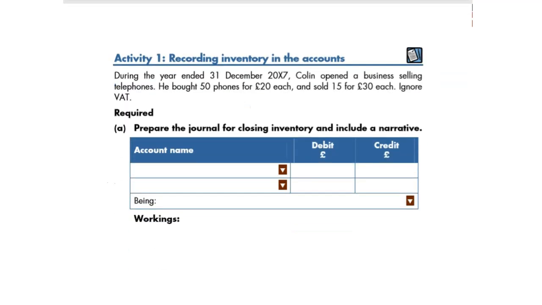Activity 1, recording inventory in the accounts. During the year ended 31st December 2017, Colin opened a business selling telephones. He bought 50 phones for 20 each, so 50 times 20 gives the purchase price. Then he sold 15 for 30 each, so 15 times 30 gives the selling price.